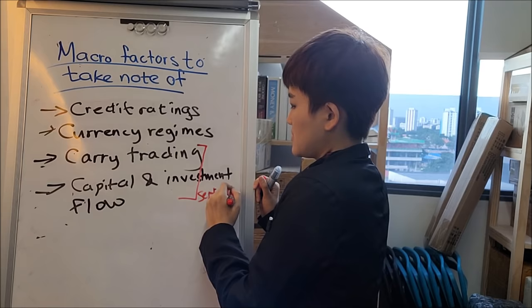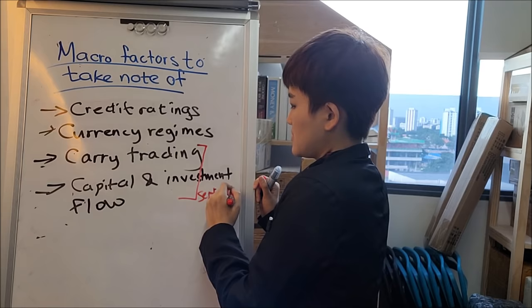Okay, then you compile all the important economic indicators and then determine overall, does it tell you that the currency is going to go up or go down? And then based on that, determine how it is going to affect not only the currency but also future monetary policies and also fiscal policies.